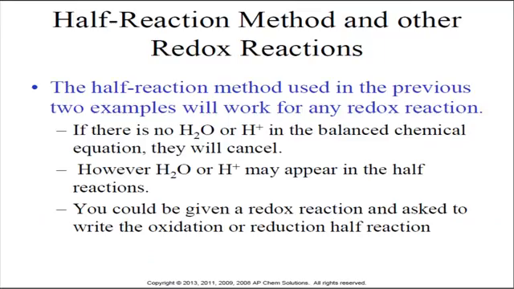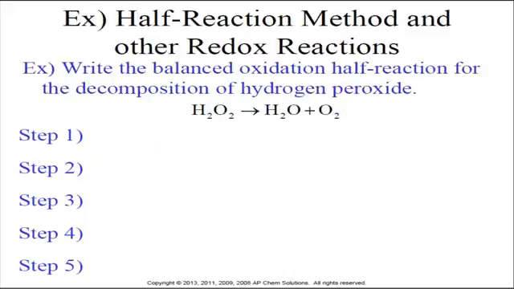Now the half reaction method can be used for other redox reactions. Now if there's no H2O or H plus in the balanced chemical equation, they're going to cancel. But water or H plus may appear in the half reactions. So you could be given a redox reaction and be asked to write the oxidation or reduction half reaction. So for example, write the balanced oxidation half reaction for the decomposition of hydrogen peroxide.